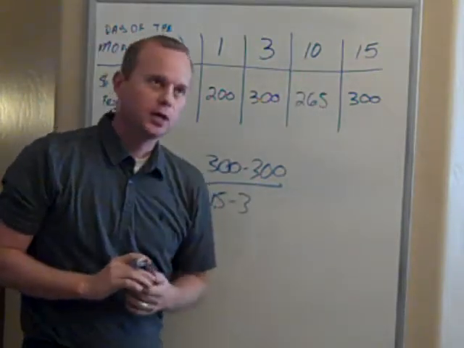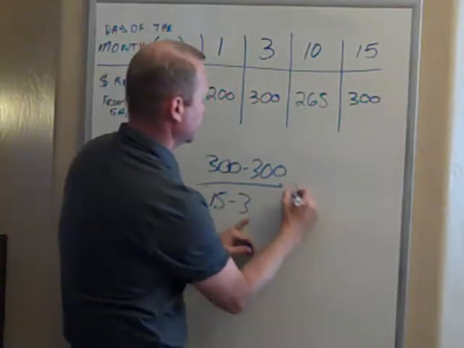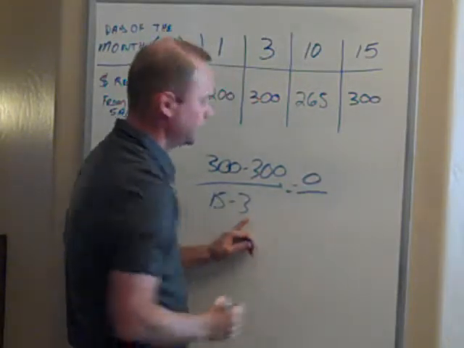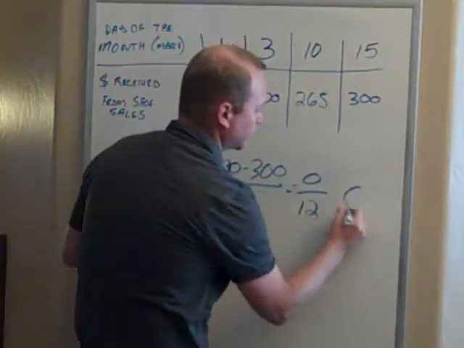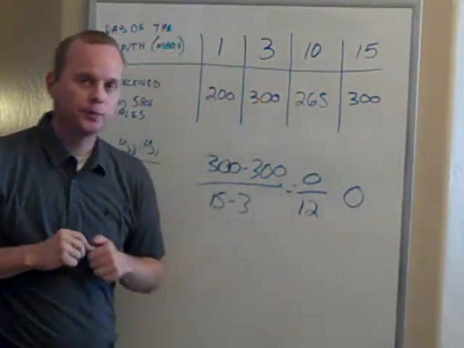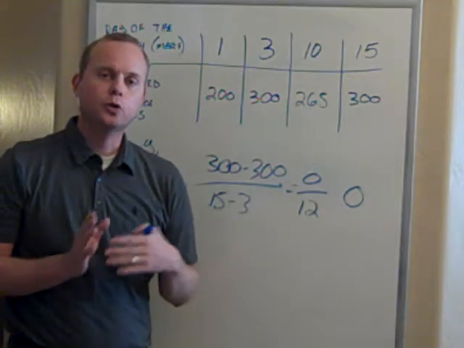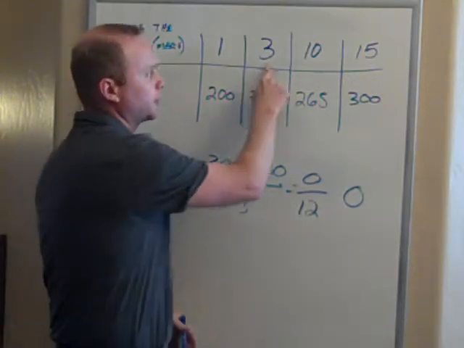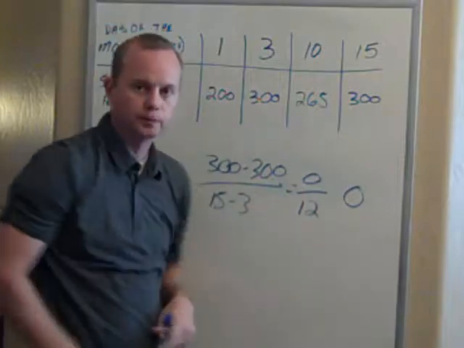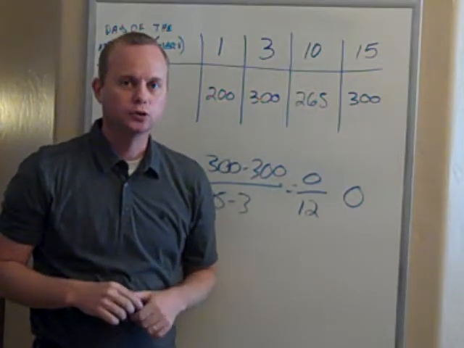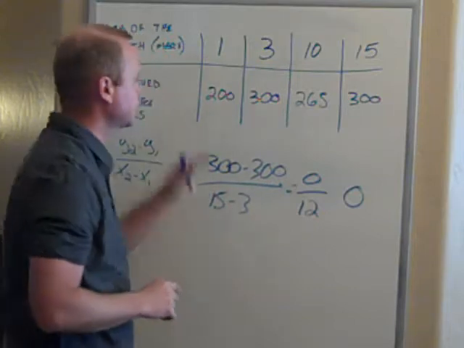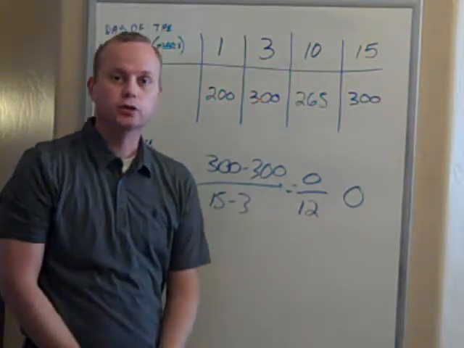15 minus 3, let's see, well, let's do the top first. 300 minus 300 is 0. 15 minus 3 gives me 12. 0 divided by anything is 0. Now the practical meaning on that one is that there was no change in sales between the 3rd and the 15th. If we look right here, the dollar amount collected was the exact same. It's $300 for both days. So there is no change. Okay? There wasn't any average rate of change, or the slope on it was 0.